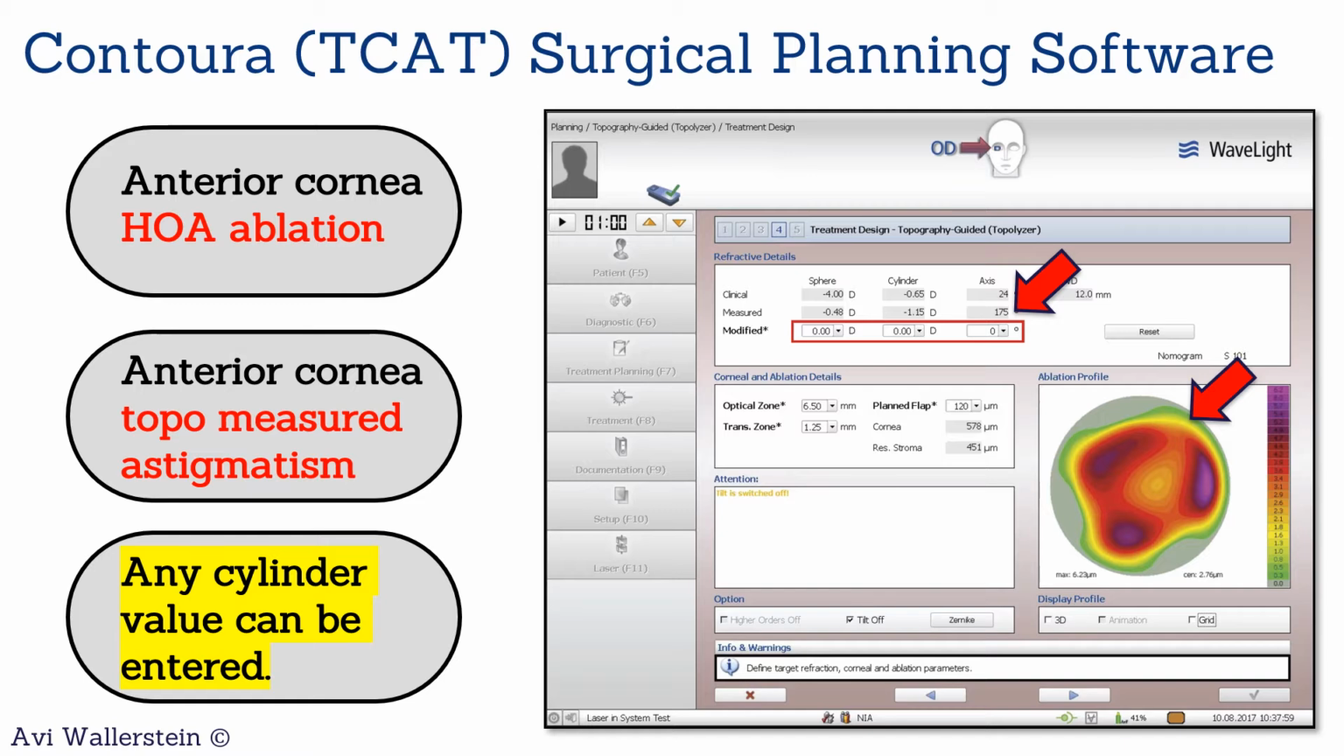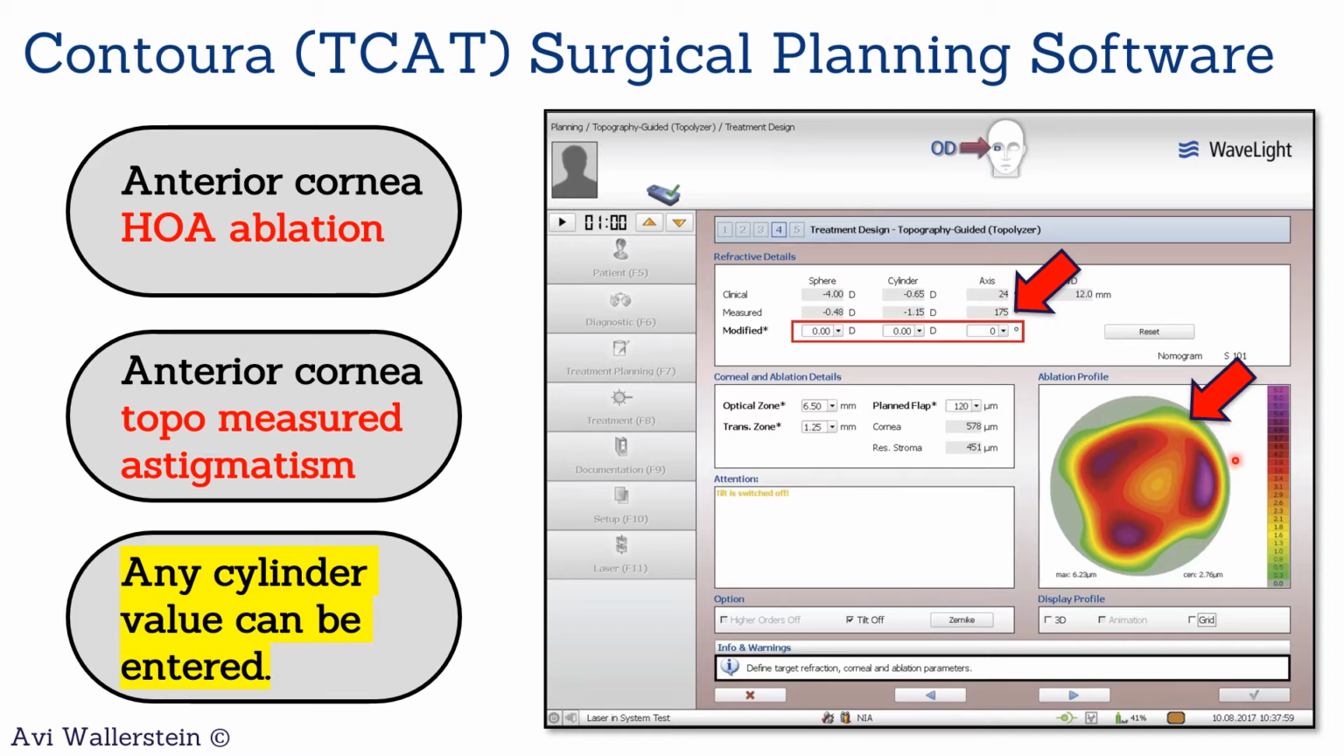In addition to anterior corneal HOAs, Contoura also measures the anterior corneal astigmatism. The measured astigmatism can be surgeon modified, allowing treatment of any magnitude or axis of astigmatism that is desired. That's seen here on the modified line. By entering 0, 0, 0 in the modified fields, we obtain the HOA ablation map.